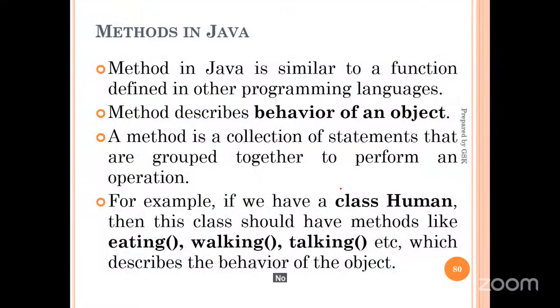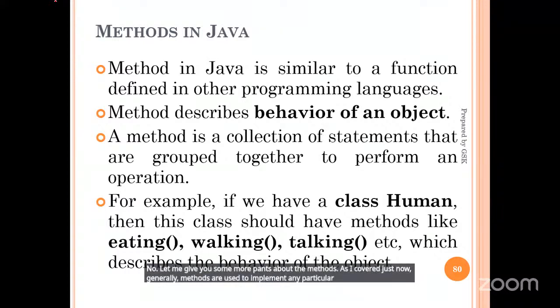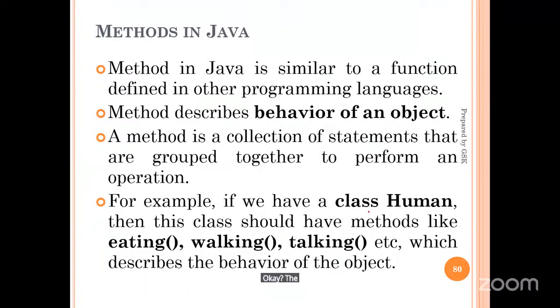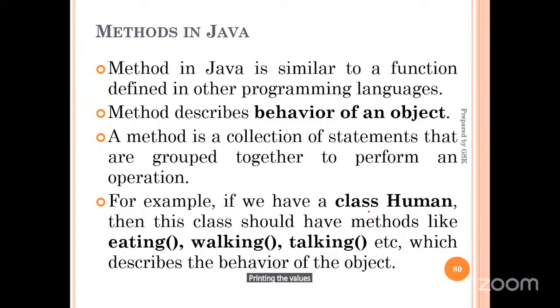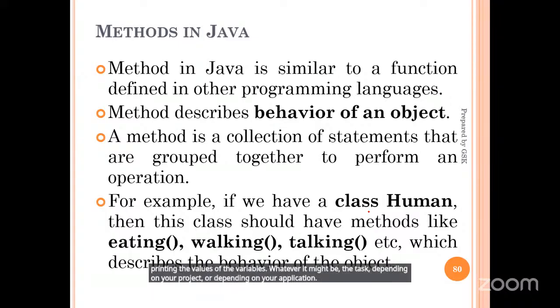Now, let me give you some more points about methods. As I covered just now, generally methods are used to implement any particular task. The task might be anything: finding the sum of two numbers, finding the factorial of a given number, printing the values of the variables, whatever the task might be, depending on your project or your application.